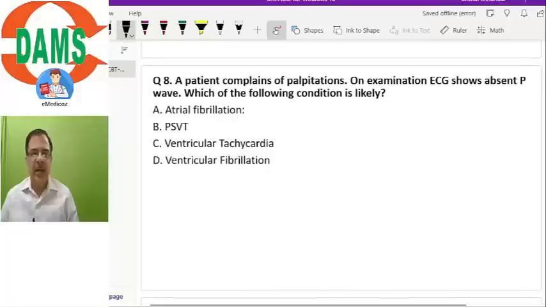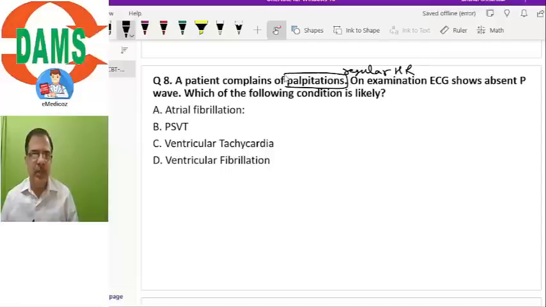Question 8. A patient complains of palpitations. On examination, ECG shows absent P wave, and in this question, regular rhythm or regular heart rate is being mentioned. So whenever there is a tachycardia, that is a palpitation, with the absence of P wave in the ECG, there will be two diagnoses.